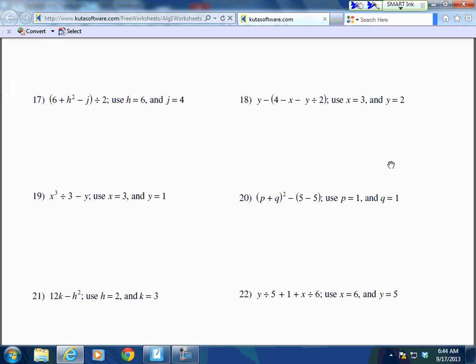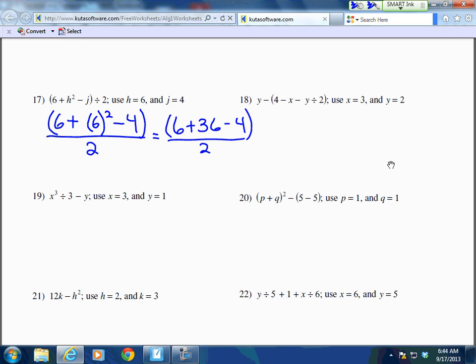I've got 6 plus h squared minus j divided by 2. So I've got 6 plus h, which is 6, squared, minus j, which is 4, divided by 2. Okay? Got to go inside the parentheses. Inside the parentheses, I've got to attack the exponents. So this is going to be 6 plus 36 minus 4 divided by 2. 6 plus 36 is 42 minus 4 divided by 2. 42 minus 4 is 38 divided by 2, which is 19.